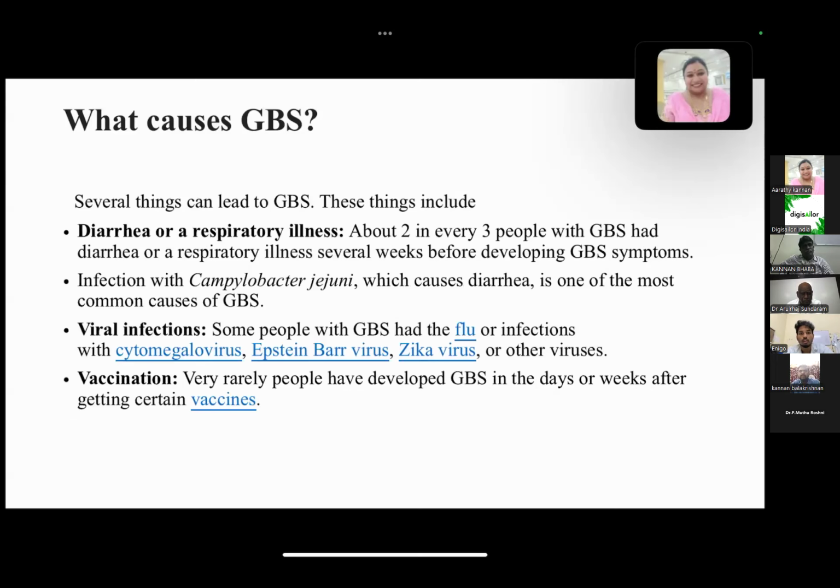So what causes GBS? Several things can lead to Guillain-Barré syndrome. Diarrhea due to Campylobacter jejuni is one of the most common causes of Guillain-Barré syndrome, and viral infections like flu and other infections with cytomegalovirus, Epstein-Barr virus, Zika virus, and other viruses are known to cause Guillain-Barré syndrome. And rarely, people have developed Guillain-Barré syndrome in days or weeks after getting vaccinated.